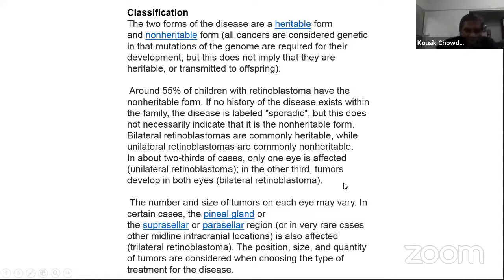The number and size of the tumors on each eye may vary. In certain cases, the pineal gland or the suprasellar or parasellar region, or in very rare cases, other midline intracranial locations is also affected, trilateral retinoblastoma. The position, size, and quantity of tumors are considered when choosing the type of treatment for the disease.